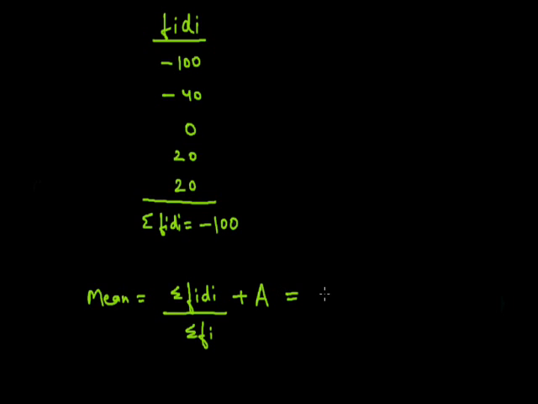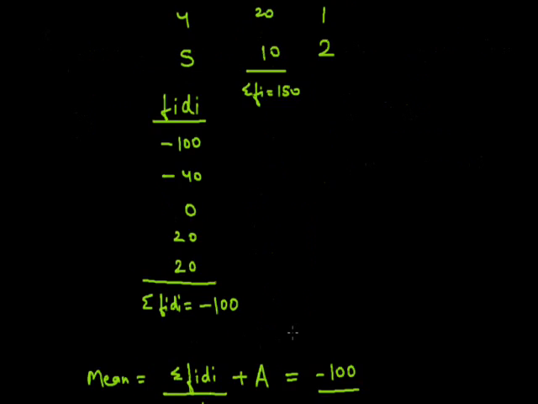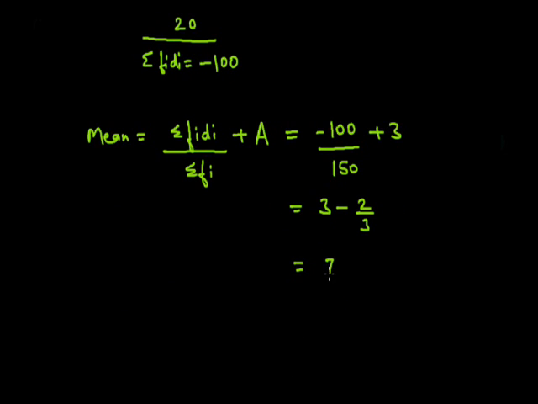So we have the summation of fi di as minus 100 divided by the summation of fi. The summation of frequencies we were getting as 150. So we'll divide it by 150, and add the assumed mean that we have taken as 3. Now if we solve it, we get 3 minus 100 by 150, so accordingly we'll get 2 by 3, and if we solve it, we get 7 by 3, or 2.33 approximately. So again we got the same answer.